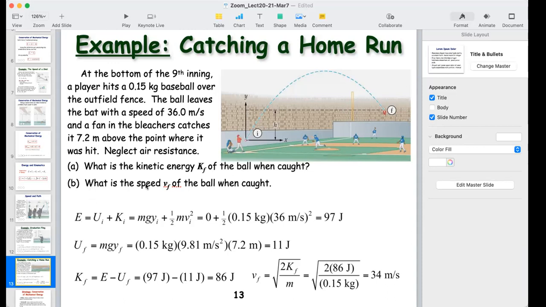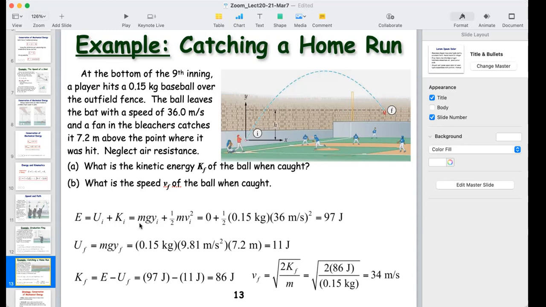And then he's asking, what is the speed, V final, of the ball when caught? Okay, so what we have, we need to find K final. So we can use the conservation of energy and say U initial plus K initial is going to be equal to U final plus K final.